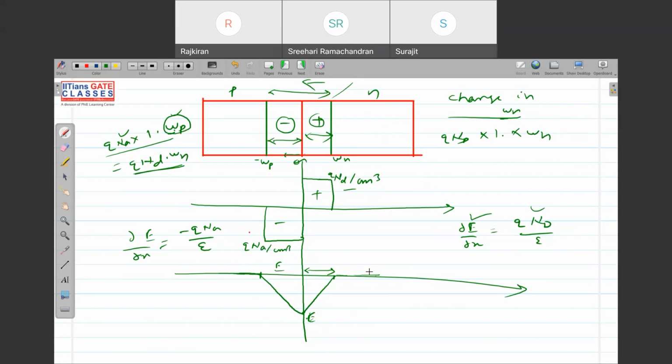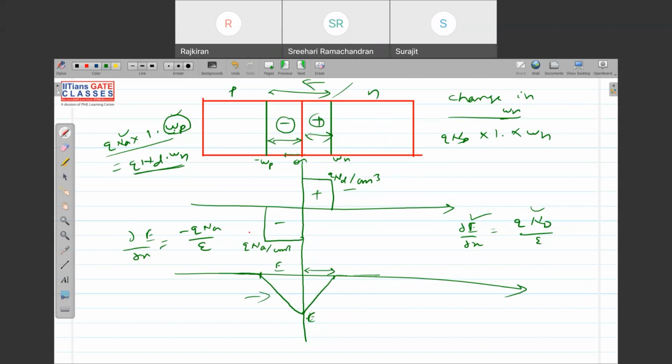You understand that, right? The electric field should be similar to this one. Clear. So any doubt on this point? No doubt? Okay.